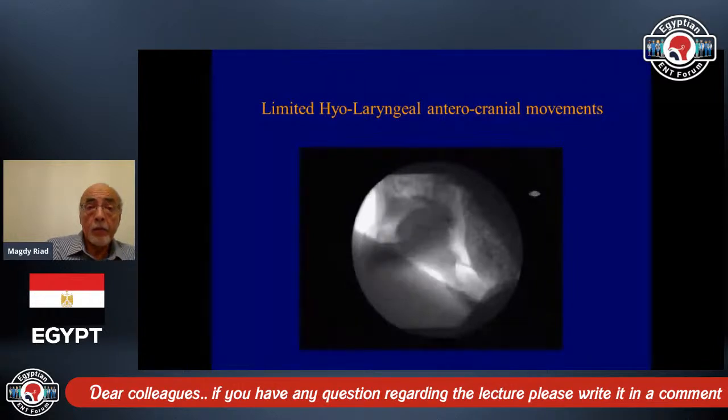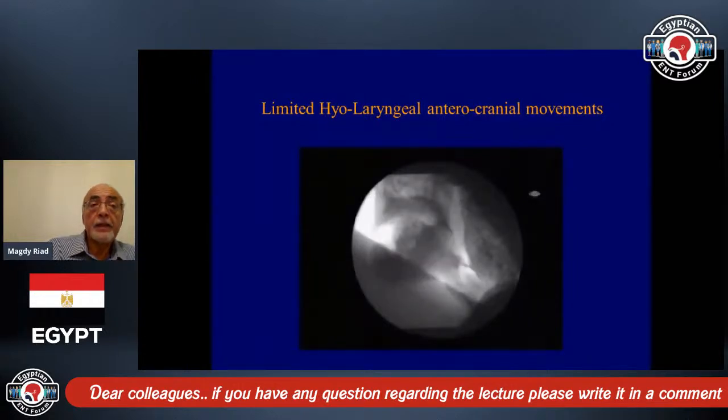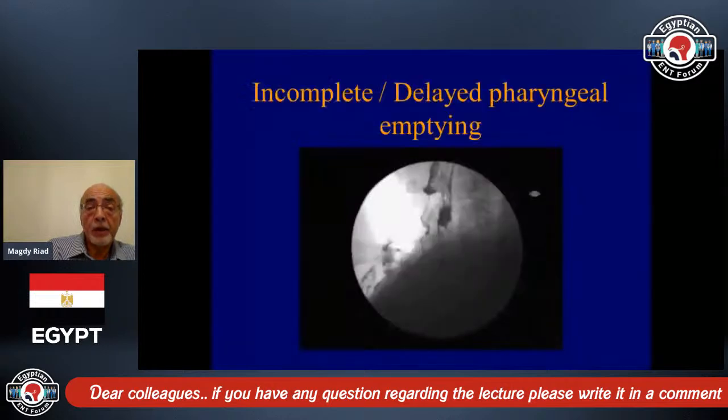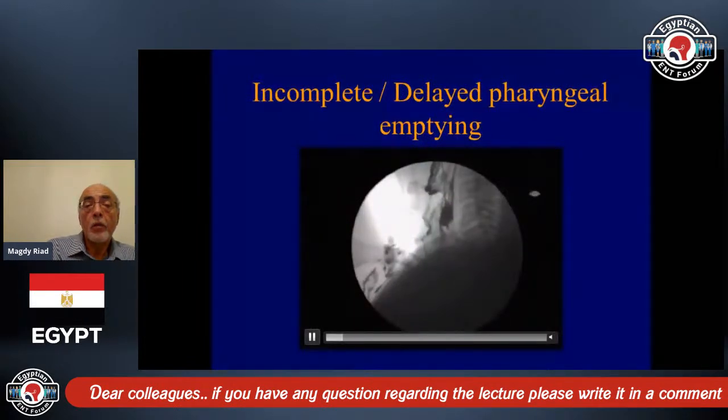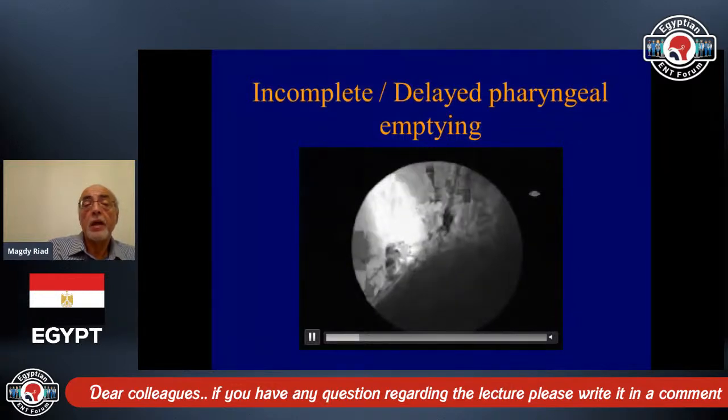And one more example about delayed or incomplete pharyngeal emptying. Again, if after swallowing you are left with that amount of dye staying in the hypopharynx, you're not sure whether this is due to cricopharyngeus sphincter spasm or due to the very weak propulsive action of the pharyngeal muscles. And that's when other tests come into play.